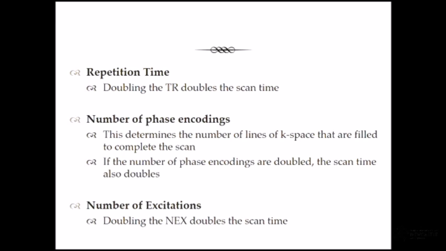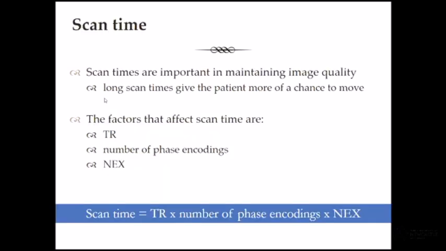So repetition time: doubling the TR doubles the scan time. Number of phase encodes: this determines the number of lines of K-space that are filled to complete the scan. If the number of phase encodings is doubled, the scan time also doubles. So that number of phase encodings is related to our matrix. Doubling the number of excitations doubles the scan time. So that just shows you how those three parameters, as you can see in that equation, affect our scan time.